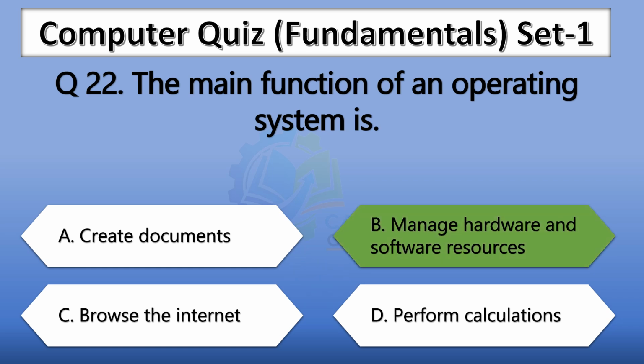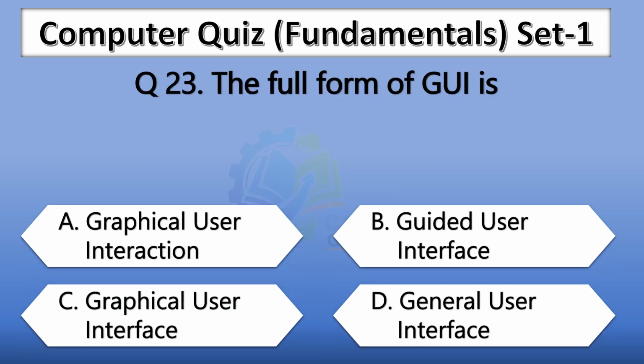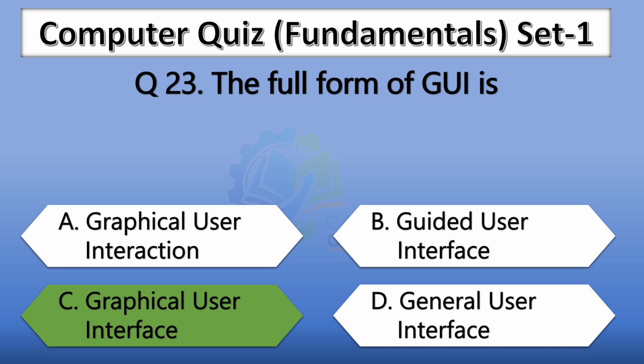The correct option is manage hardware and software resources. Do you know operating system acts as an intermediary between the computer's hardware and the user? The full form of GUI is Graphical User Interaction, Guided User Interface, Graphical User Interface or General User Interface. The correct option is Graphical User Interface.